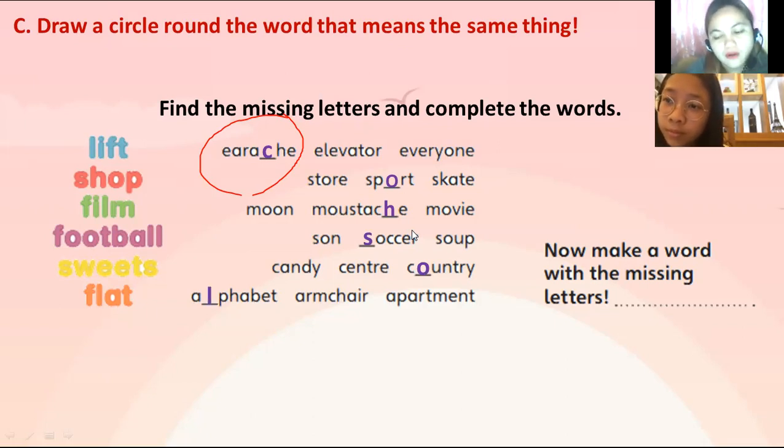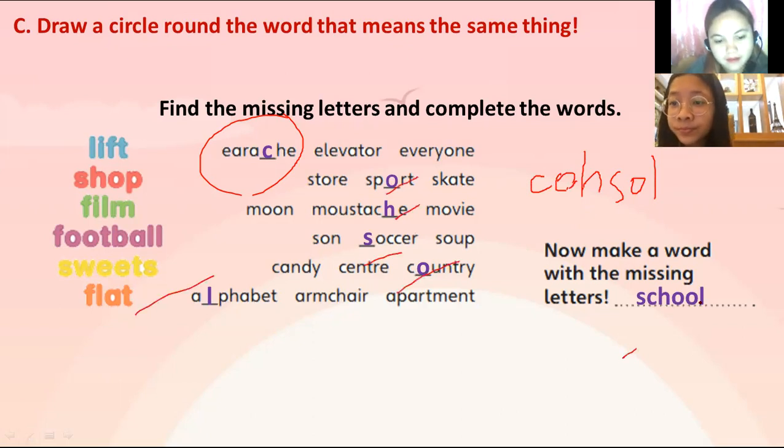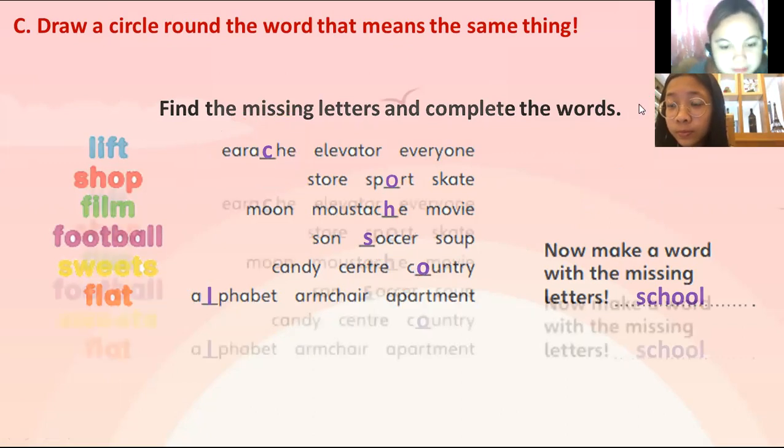So now, what do you think is the word when you fix the letters? Okay, when you fix the letters, what word can you make out of it? This one I will write C O H S O L. What word are you going to make? School. Okay, very good. School is the correct answer. Okay, good job, Laura.